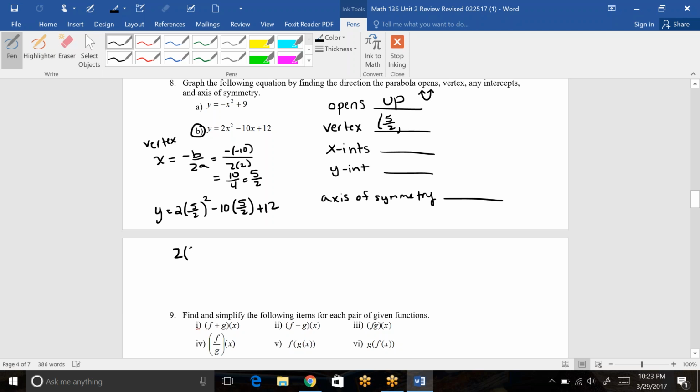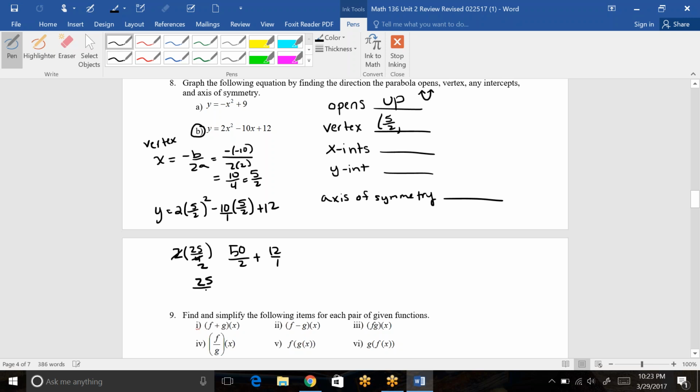So that would be 2, and then that's 25 over 4. I can multiply negative 10 times 5 since those are both top numbers. So that'd be negative 50 over 2. I'm going to go ahead and make 12 over 1. I need to multiply 2. Actually, no, I could just reduce this. I could reduce that with that, and that would just be a 2 on the bottom.